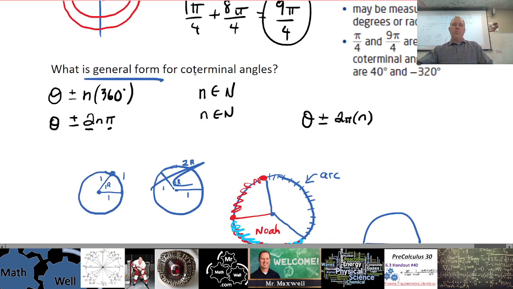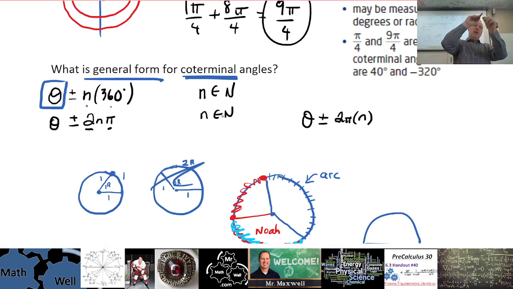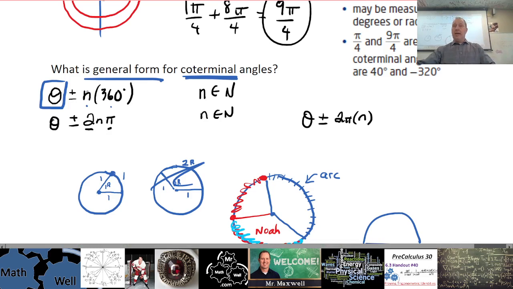The general form of coterminal angles. If you have any angle and you want to find another angle that's coterminal, you just add or subtract multiples of 360. You can go around one more time exactly to get another coterminal angle, or you can go around the other way and get a coterminal angle. Just add 360. The easy way is to add 360, you're good.